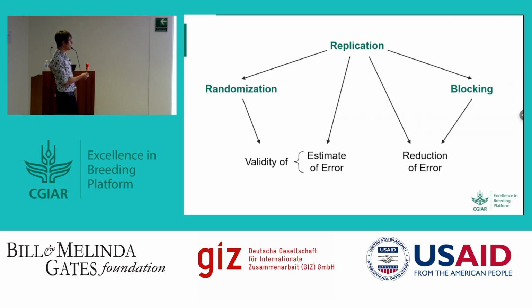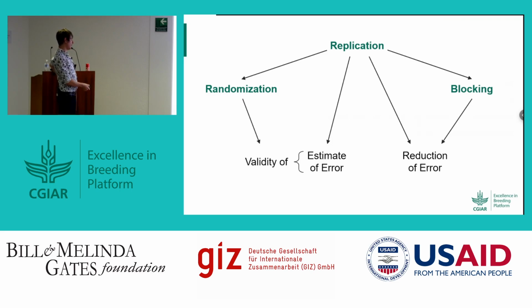Now, replication is necessary to get an estimate of the error. If your genotypes are not replicated, you can't estimate how well their phenotype represents the genotype. So in an augmented design, we need a couple of checks replicated to get an estimate of the error. But it also reduces the error. Very basic statistics: your error over the number of replications, and if you have more replications, your estimate gets closer to the mean and gets better.